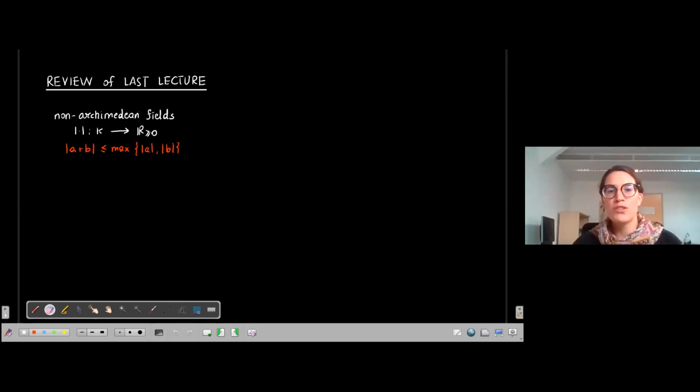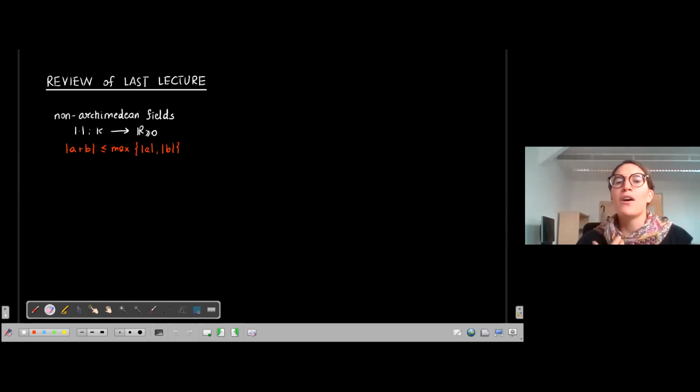In the first lecture, we worked with valuations or semi-norms. So we fix a field K, and we work in particular with non-Archimedean fields. So we endow K with a norm whose distinctive feature is this property in red: the value of a plus b is smaller or equal than the maximum between the value of a and the value of b.